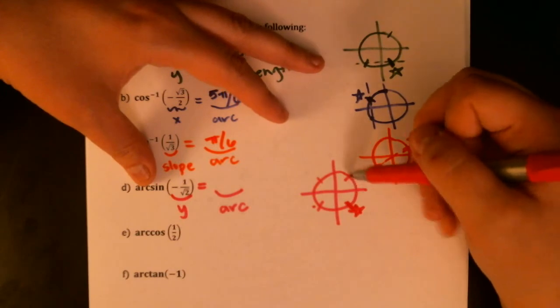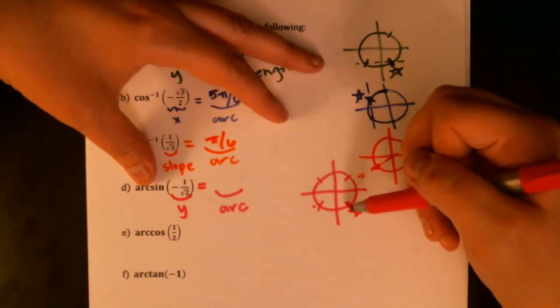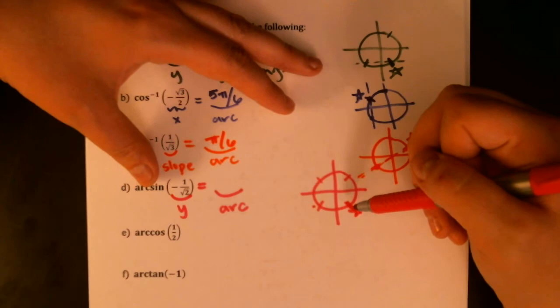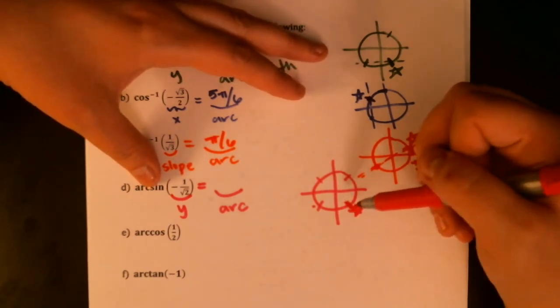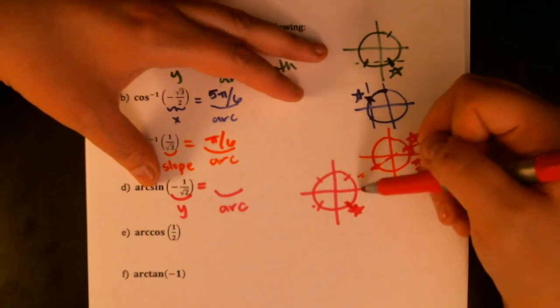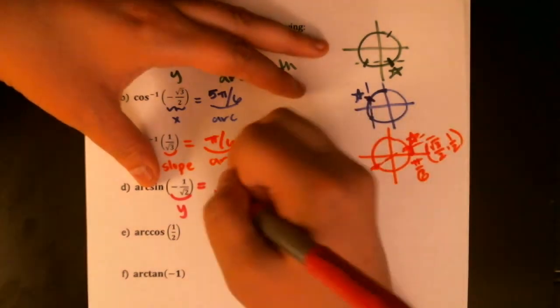So this is a great example. A lot of people will be tempted to say 7 pi over 4. And that arc length will land you there, but arc sine would never give you that choice. It would always give you the shortest distance. So it would give you a negative pi over 4.